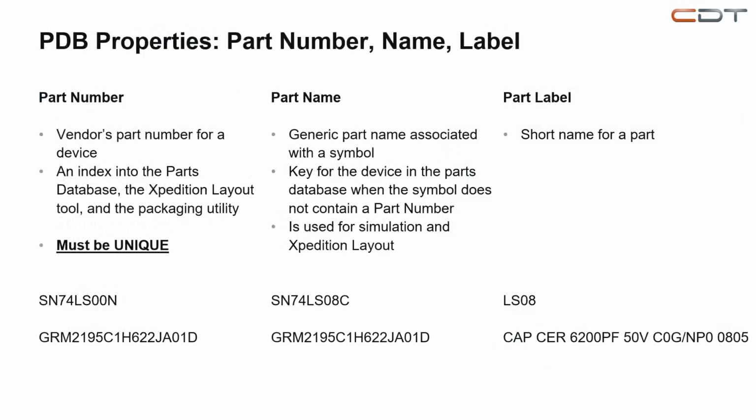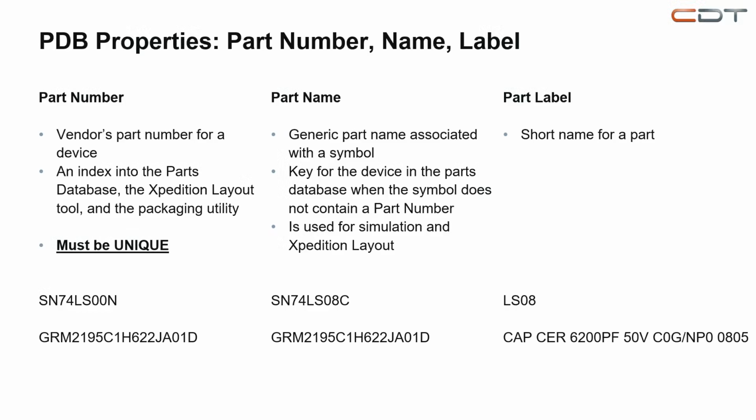So part number is the vendor part number for a device. It acts as an index into the part database for the Expedition layout tool and the packaging utility. This should always be unique. Examples are shown on your screen.